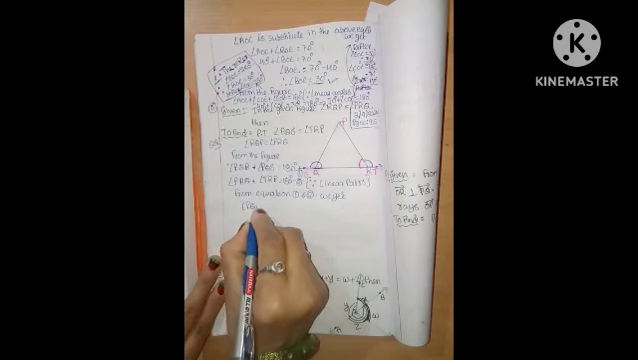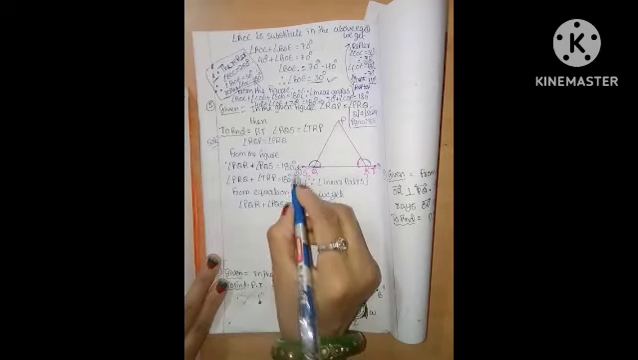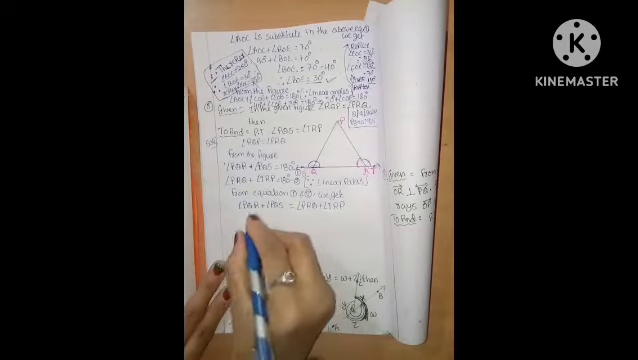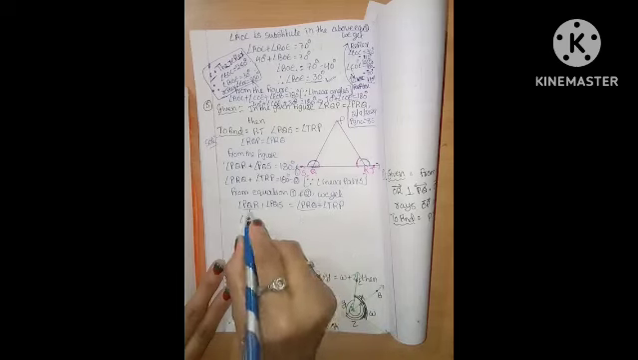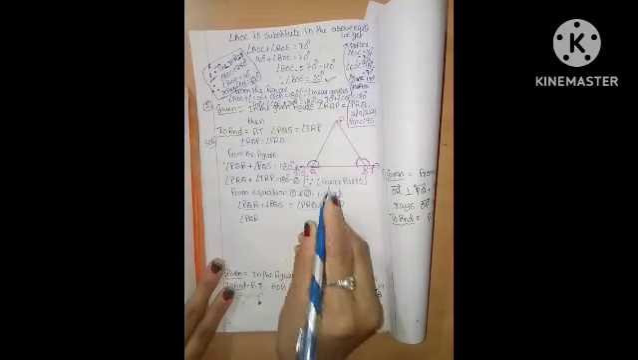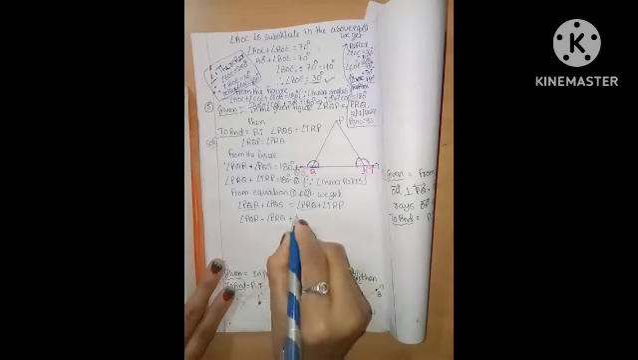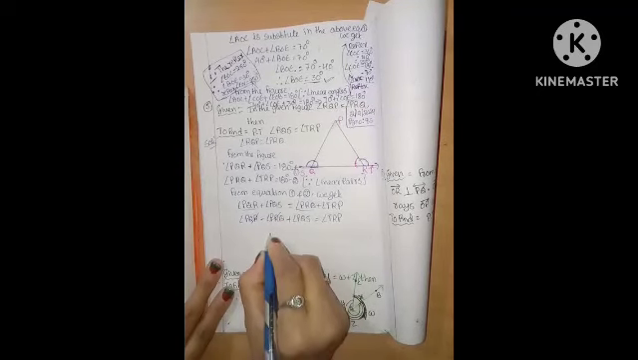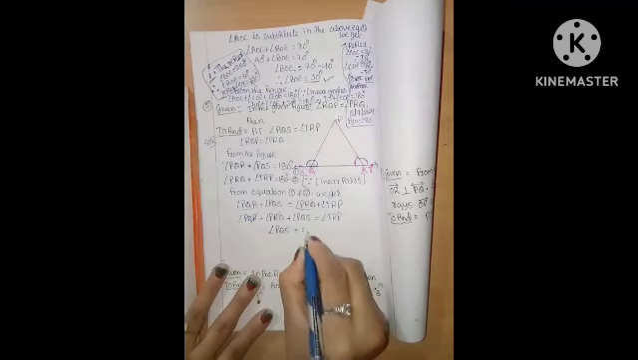Angle PQR plus angle PQS is equal to angle PRQ plus angle TRP. Next, angle PQR and angle PRQ are like terms on both sides. So angle PQR on one side and angle PRQ on the other cancel. Remaining, angle PQS is equal to angle TRP.